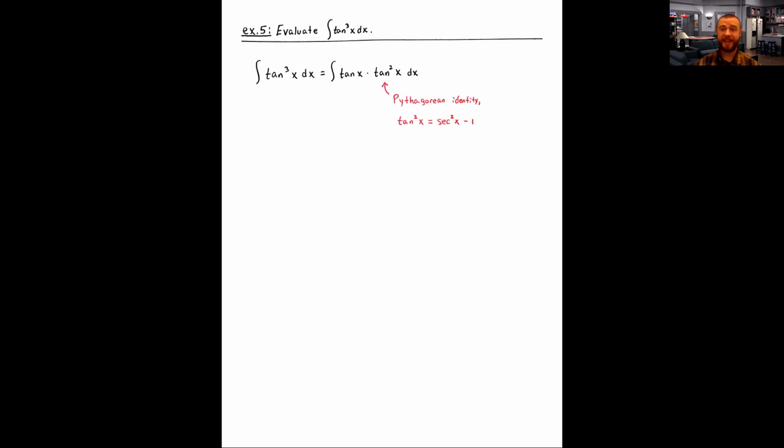So if we have an integral of tangent cubed, let me pull off 2 factors of tangent and then apply a Pythagorean identity. All right, so this seems like maybe it will take us somewhere. Let's see where that goes. Let's replace tangent squared with secant squared minus 1.